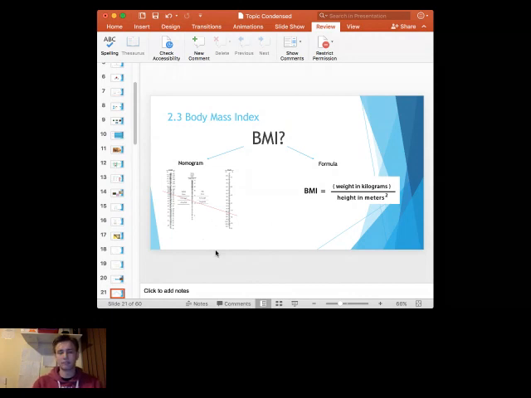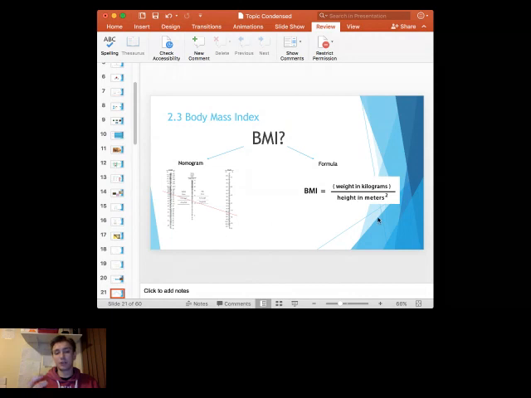So it's important to remember that. The other way, which is the more standardized way, and the way that the computer age has brought along, is to calculate BMI using a formula, which is your weight in kilograms, or your mass in kilograms, divided by your height in meters squared.